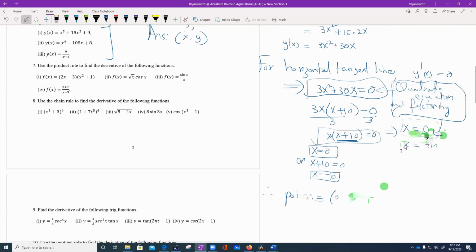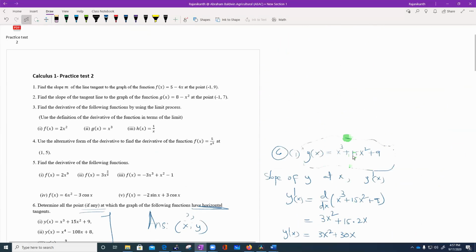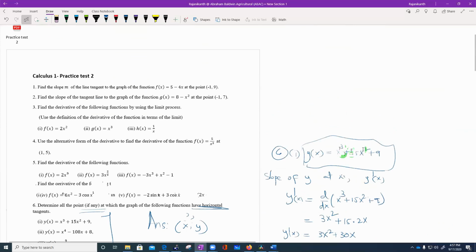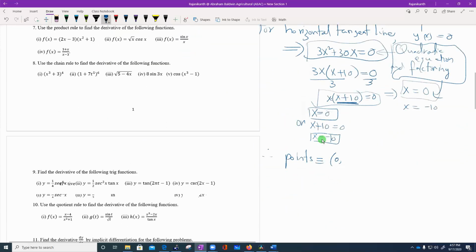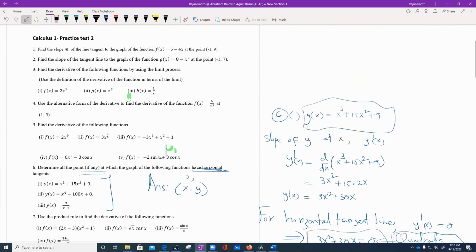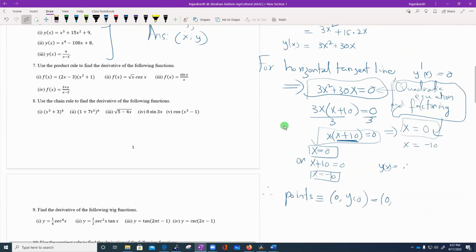If you know the x coordinate, how do you find the y coordinate of the function? Simply, you know the function formula, right? This is the given function, and you know x is 0. Simply plugging in 0 here, you will find the corresponding y coordinate. So it is going to be 0 comma, plugging x equals 0 into your original equation. The given equation was x cubed plus 15x squared plus 9.